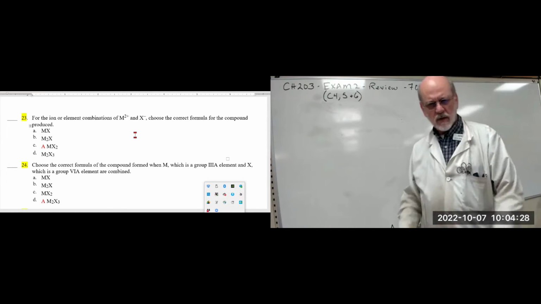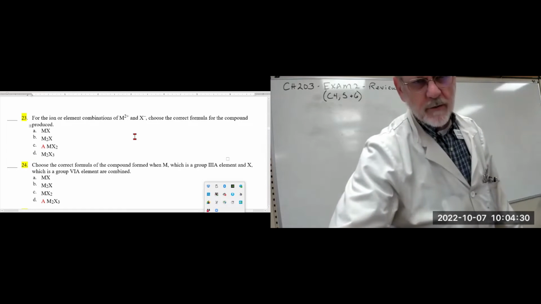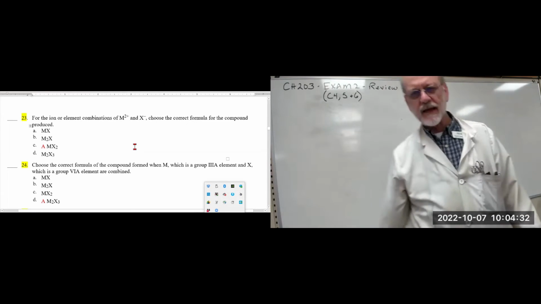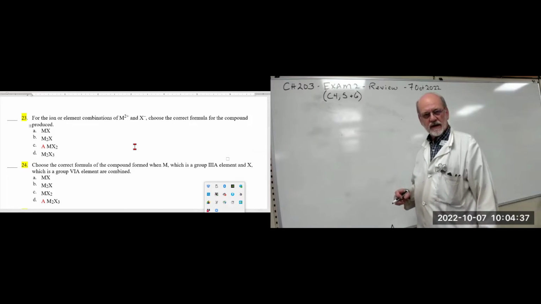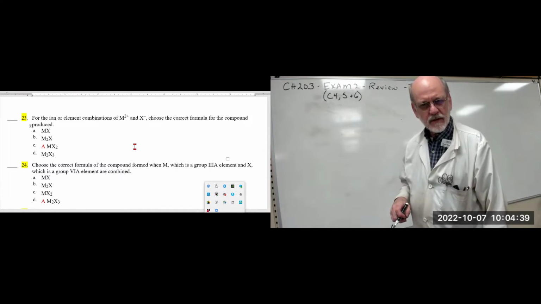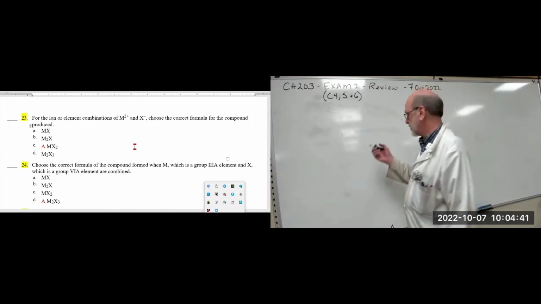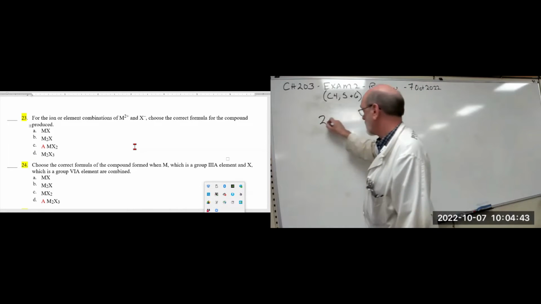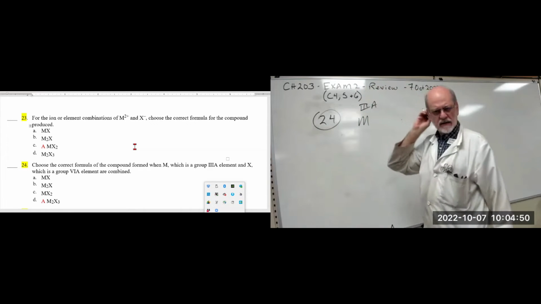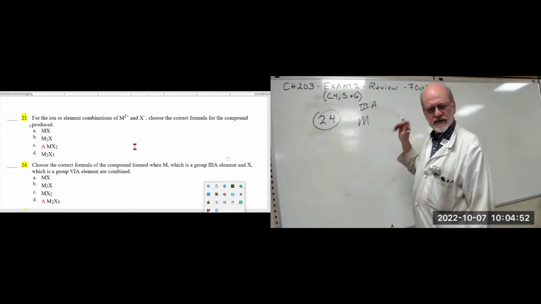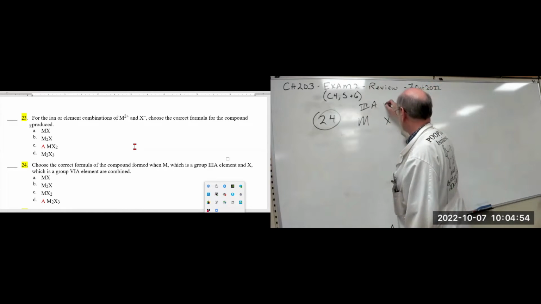24. Are we going to do another one? Choose the correct formula of the compound formed when M... Oh, okay. So you have to work a little harder for this one. M comes from group 3A. Right, M comes from 3A. And X comes from 6A.